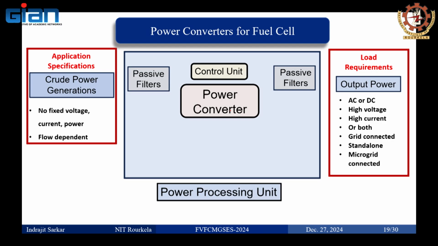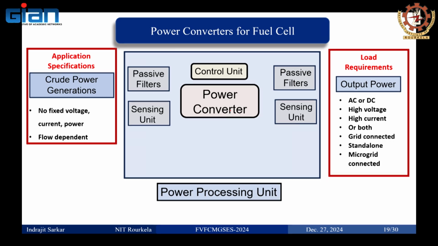Then the power converter comes with a control unit, otherwise it will not work. A human body without a brain won't work. So you need a control unit. Then you need a sensing unit. You have to sense. We have eyes, ears, nose, mouth, skin. These are the sensing units.